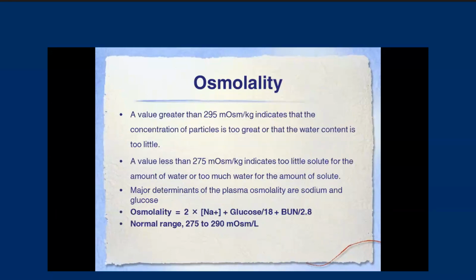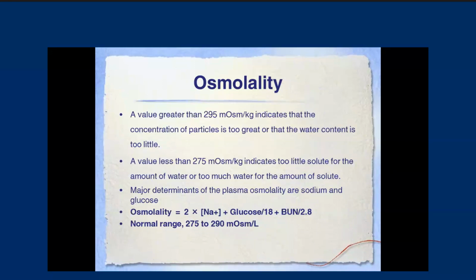So a value greater than 295 indicates that the concentration of particles as compared to the water is high in that compartment, or it tells us there is little water. Values less than 275 milliosmoles indicate there are few solutes for the amount of water, or there is too much water for the amount of solute.